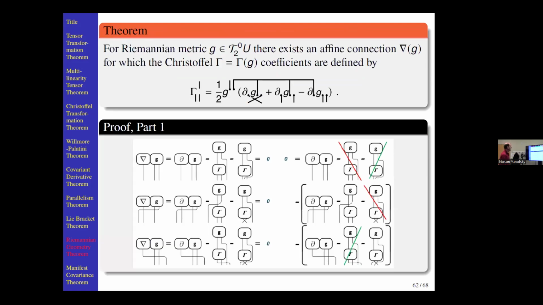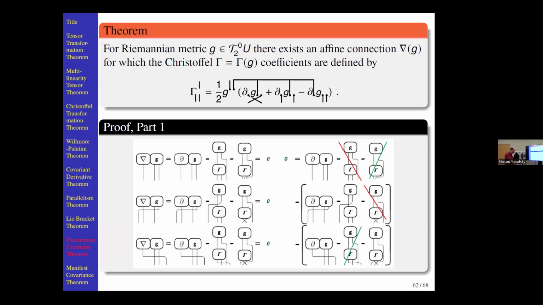So I found in a book, by the way, this is the formula for the affine connection in terms of the metric. There's the formula. It's a standard formula, all written nicely here as a string diagram. Okay, how do we prove it?